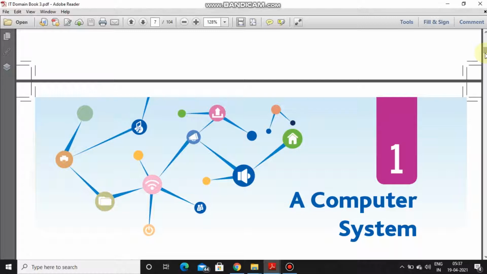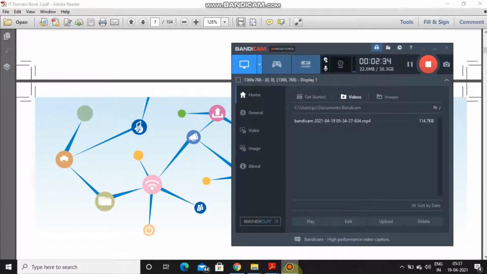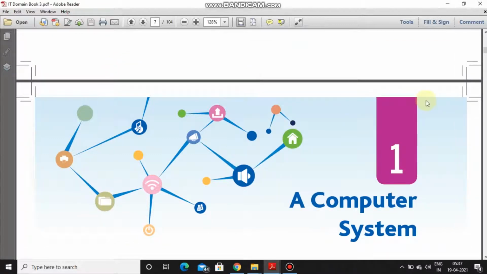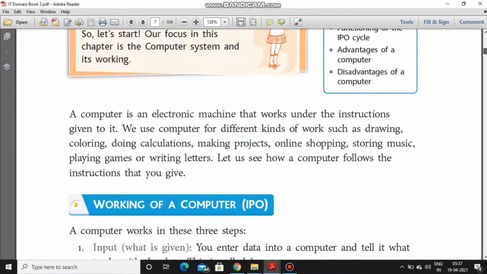All this we had done in our previous class, and before starting with the new syllabus, I would like to revise these topics once again so that it would be helpful for us to understand the upcoming topics. So we started with the first thing, that is the IPO cycle.